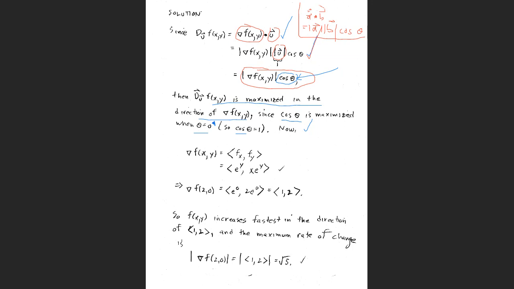Okay, so we evaluate the gradient vector at the point 2, 0, and we'll get the vector 1, 2. And so therefore, the surface increases fastest in the direction of 1, 2. And the maximum rate of change would just be the length of that gradient vector.